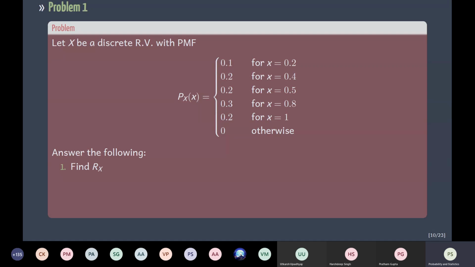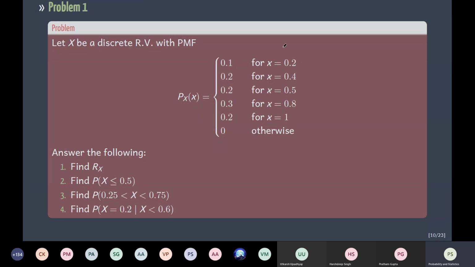Now we have to answer the following: find the range of X. What do you think is the range of X? The next question is, find the probability that X is less than or equal to 0.5. These are the standard questions you may be asked in exams or assignments. Find the probability that X is between 0.25 and 0.75. Find the probability that X is 0.2, given that X is less than 0.6. So this is the conditional. So let us see.